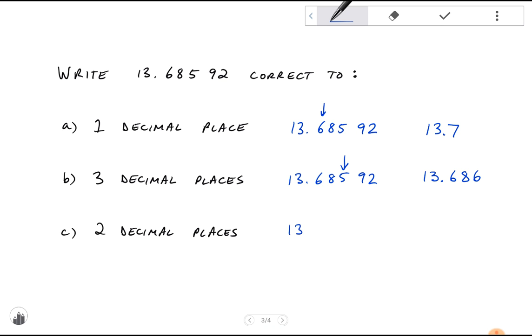Okay, let's take this number and make it correct to 2 decimal places. That means we're looking here. We look to the right of the 8, it's a 5, that means we're rounding up, so 13.69. Okay, we said correct to 1 decimal place, so there's 1, 3 decimal places, so there's 3, 2 decimal places, so there's 2. Again, we find where we're looking, check the value to the right, and decide whether you round up or down.